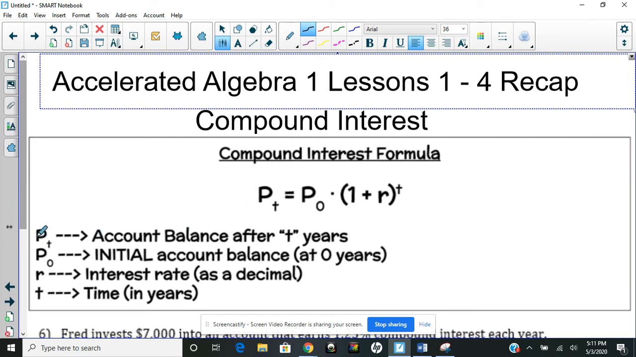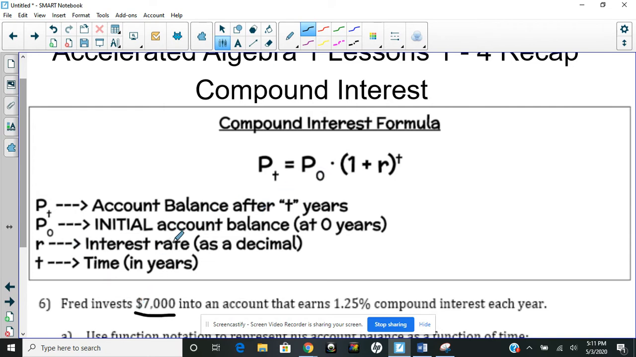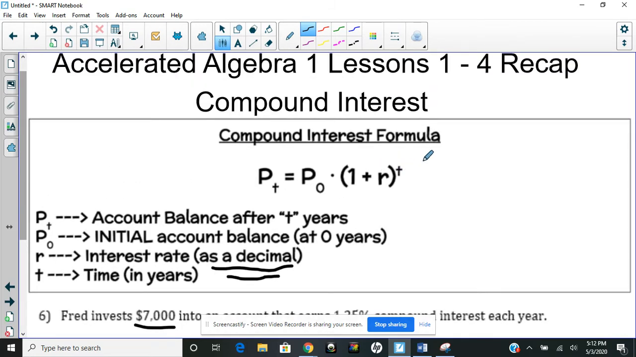So the letters stand for the same thing. P of t is the account balance after t years. It's our final answer. P sub 0 is the initial account balance at 0 years. So in this problem right down here, we see Fred invests $7,000. So that's going to end up being our P of 0. 1 is just the number 1. Plus R, still written as a decimal, because like I said in the first video, we always need to convert the percent to a decimal. And then t is time, but again, it's in the exponent, it's raised. It's not at the same level. So this one is an exponential function because the t is in the exponent. Like I said, that's not going to be asked in this form, but it may be asked in the future. So you just want to know that when that t is up in the exponent, it's exponential.